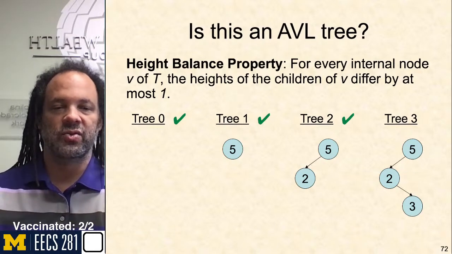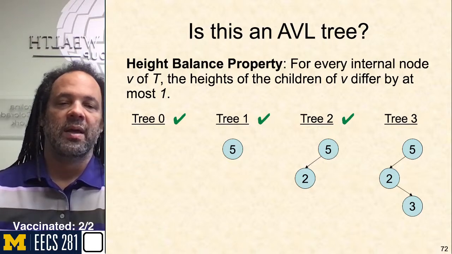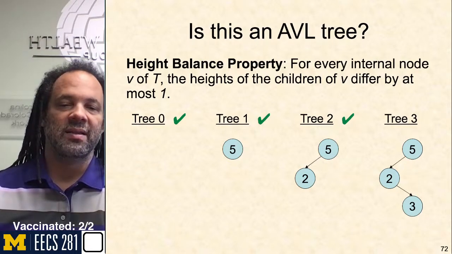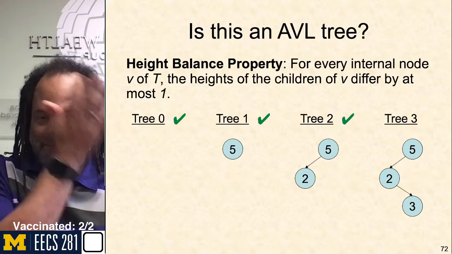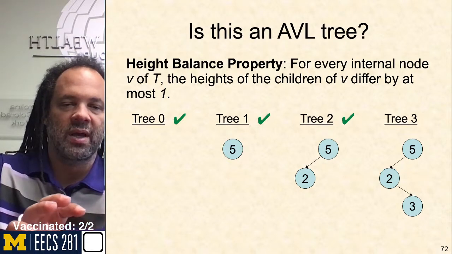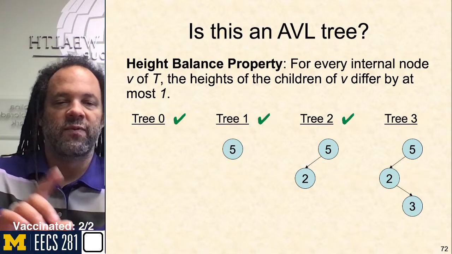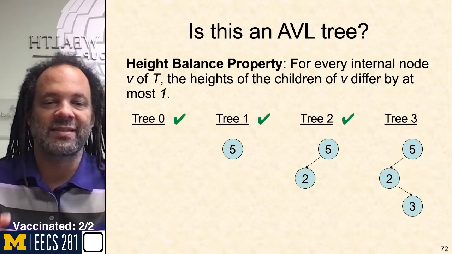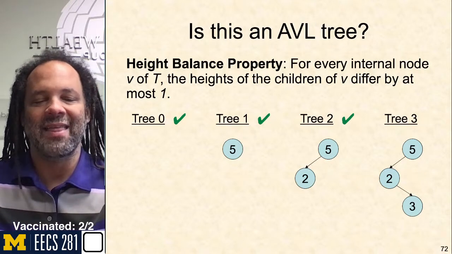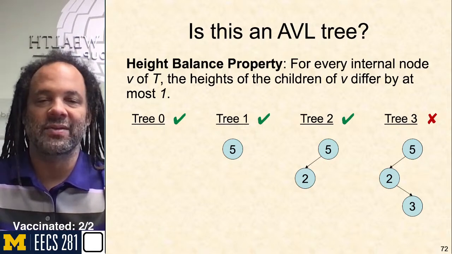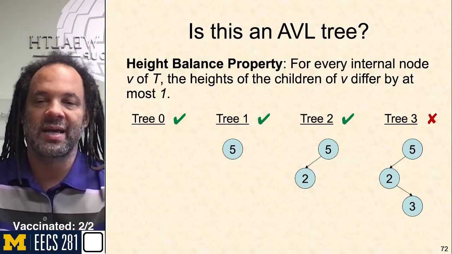How about this next tree, tree number 3? Well, as I start from the top, 5 has a left subtree of height 2. This 2 has a subtree of 3 that's of height 1, so that puts 2 at height 2. So 5's left subtree is height 2. 5 has an empty right subtree, so that's height 0. So now I'm comparing 2 to 0, and that is not balanced. So I can say that is not an AVL tree. It is a binary search tree, but it is not an AVL tree.